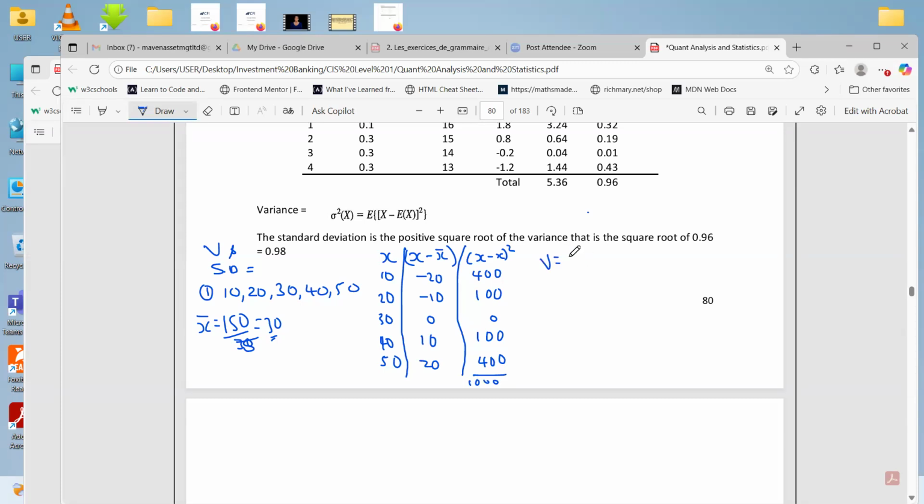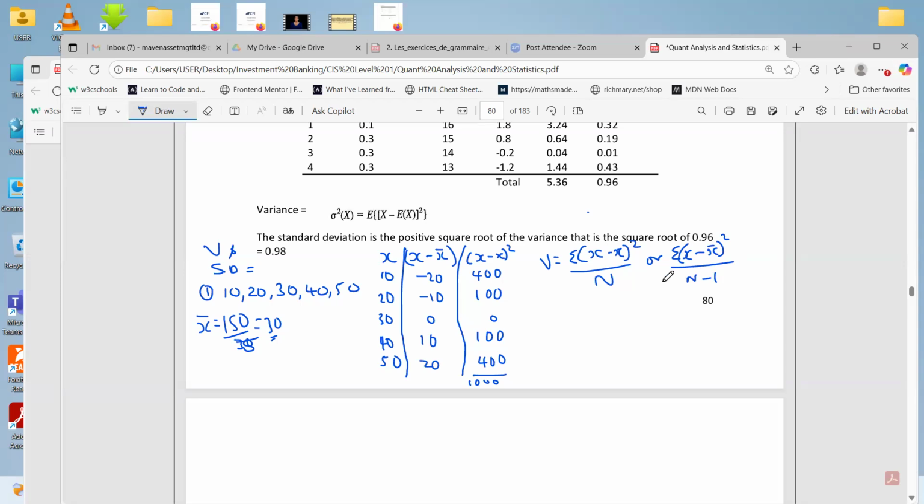So what is the formula for variance? Summation of x minus x bar, all squared, over n minus 1, or over n, depending on what you are looking for. Are you with me? This is population. This is sample. Are we clear on this, please?